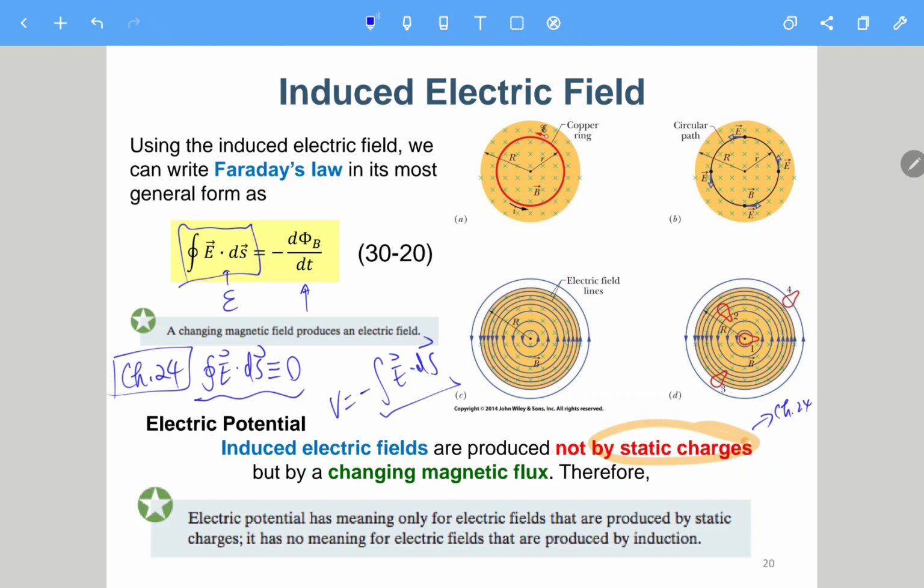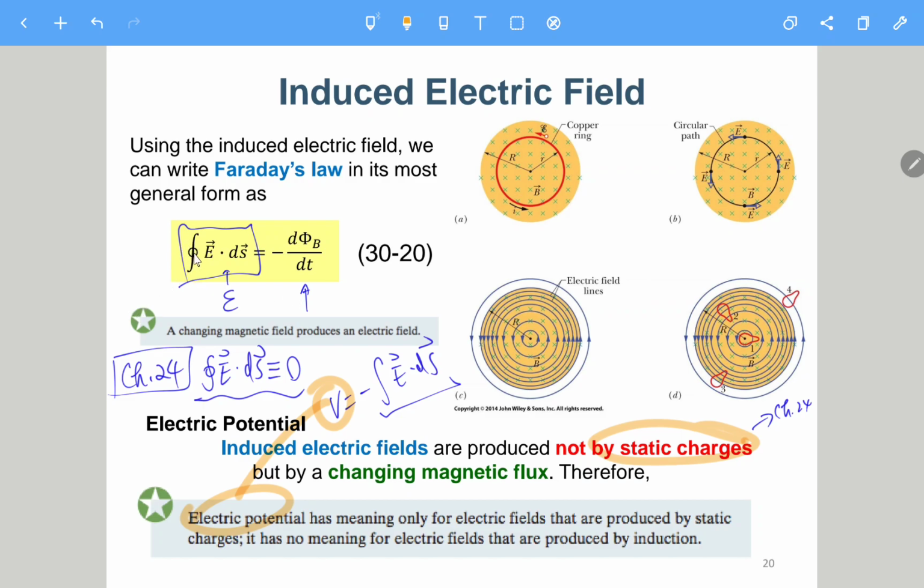Electric potential has meaning only for electric fields that are produced by static charges. It has no meaning for electric fields that are produced by induction. So here we will not use V for this case. We will not say this is negative V, because it will make us confused. We will just write the integration of E dot ds.